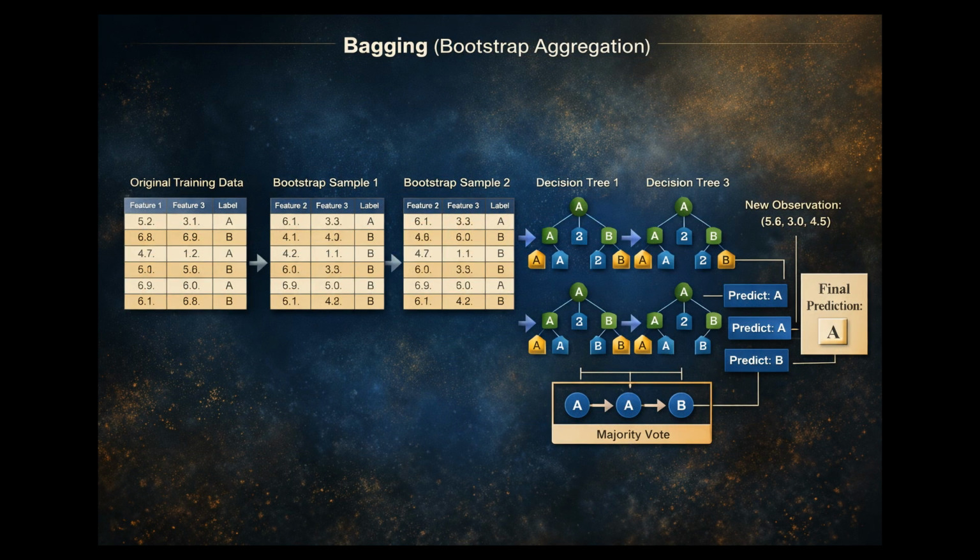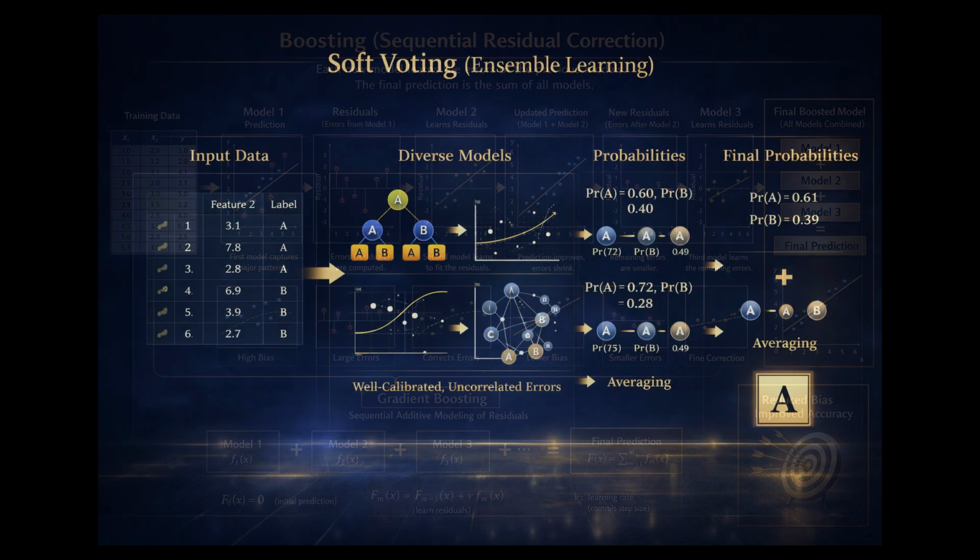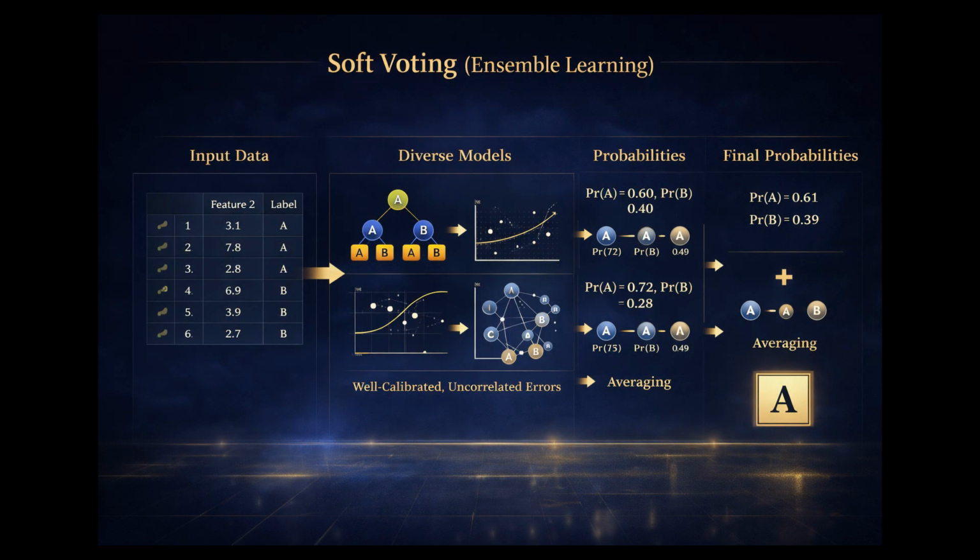Bagging trains models independently on bootstrap samples and averages their predictions, reducing variance. Boosting trains models sequentially. Each new model corrects the errors of the ensemble so far, reducing bias through iterative refinement. Gradient boosting is the most widely used version of this idea. Voting combines diverse models by averaging their probability estimates. Soft voting works best when the base models are well calibrated and their errors are uncorrelated.